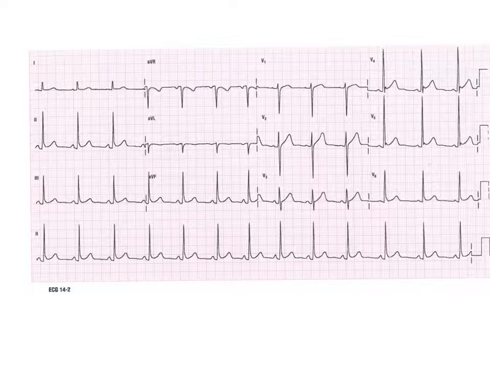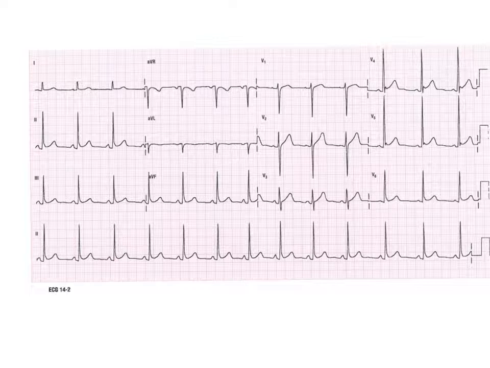The P waves are upright and normal looking in 1, 2, 3, AVL, AVF, upside down in AVR, that's a sinus rhythm. So now I'm looking for PR intervals, all normal, and my QRS is normal, and my QT is normal. My axis is fine because we're upright in 1 and AVF.